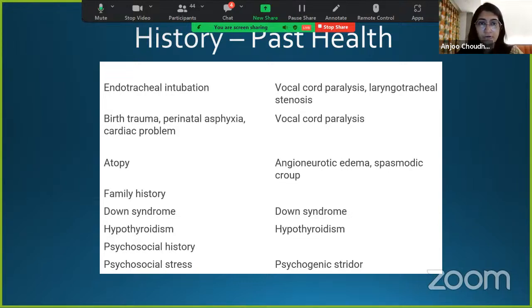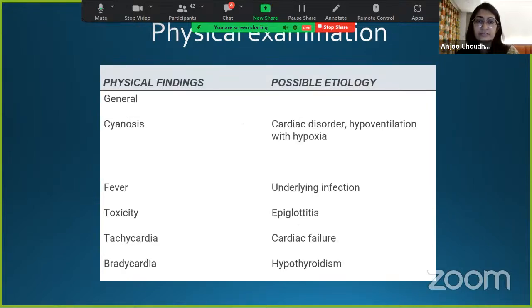Now, any history of birth trauma, perinatal asphyxia or cardiac problems, neuro problems, you think of cord palsy. Atopies, you think of angioneurotic edemas or croup. Then Down syndrome, hypothyroidism, family histories for psychosocial disorders, all will lead towards a diagnosis. Then we try to examine this patient when the child is stable, whether there is any cyanosis, fever, toxicity, tachycardia, bradycardia, all pointing towards specific diseases.